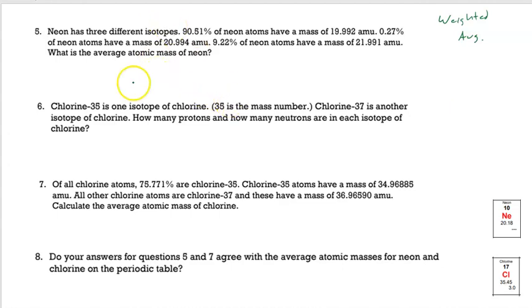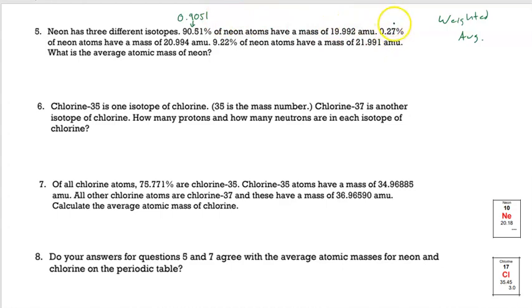So, we have, in this case, it says neon has 3 different isotopes. All right? So, we have 90.51% of neon atoms have a mass of 19.992. Now, if you guys will recall, I told you we need to convert our percent to decimal form, which means we're going to move the decimal 2 places to the left or divide by 100. So this is going to be 0.9051. Okay? Have a mass of 19.992.